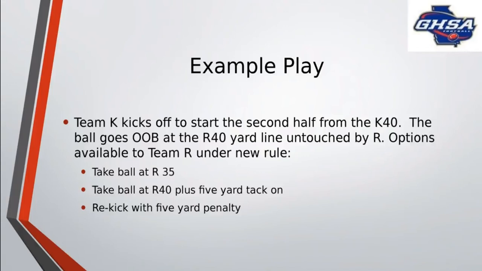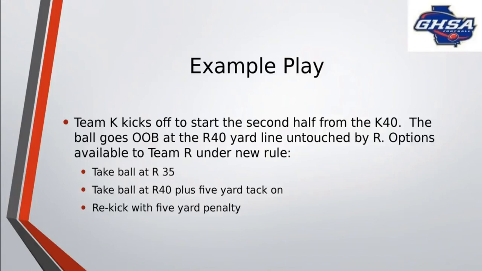So, an example play: Team K kicks off to start the second half from the K40. The ball goes out of bounds at the R40 yard line untouched by R. Options available to Team R under the new rule: they can take the ball at the R35, which is one they've always had. They can take the ball at the R40, which is where it went out of bounds, and then tack on 5 yards. Or they can re-kick with a 5-yard penalty. The one in the middle, that's the new one.